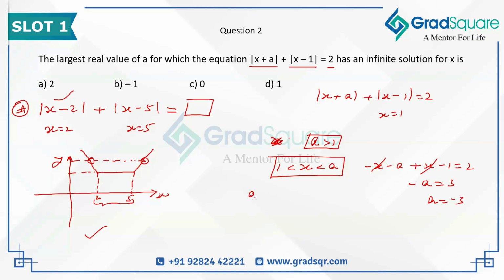Second condition, when a is less than 1. What will happen when x lies between a and 1? In this case, x is greater than a, so x + a will be positive, but x is less than 1, so x - 1 will be negative. So you will have -(x - 1) plus (x + a) equal to 2. So plus x and minus x will get cancelled out, and a will be equal to 1.